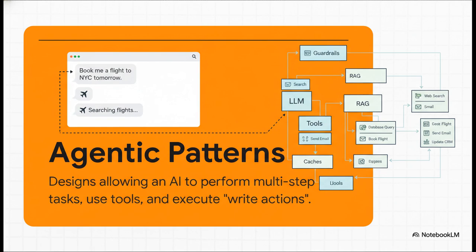This is what we mean when we talk about agentic patterns. An agent doesn't just answer a question. It performs tasks. It can use tools like searching the web or querying a database. And most importantly, it can take right actions. It can actually do things in the real world, like send an email, book a flight for you, or update a record in your CRM.